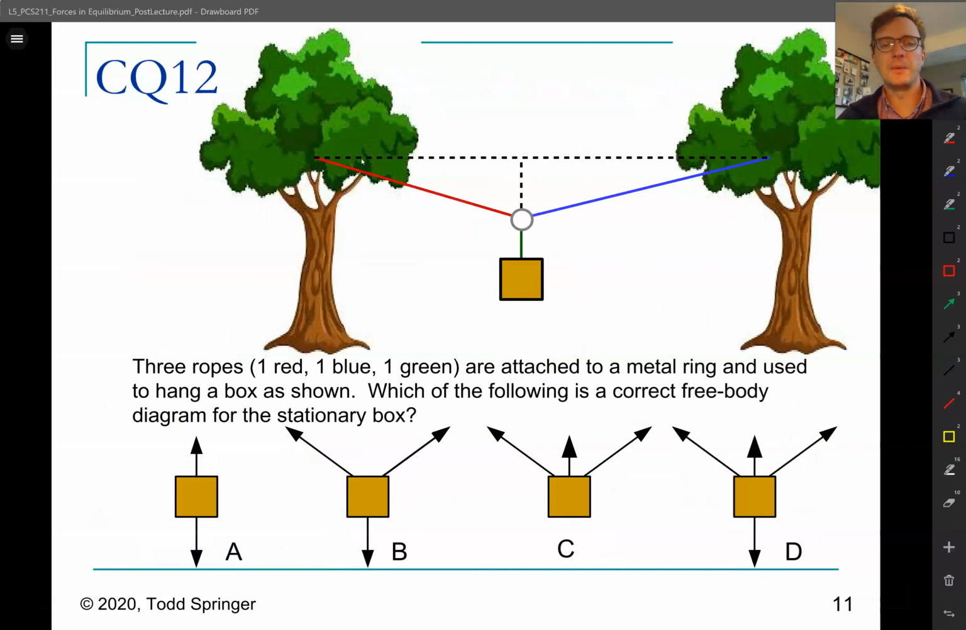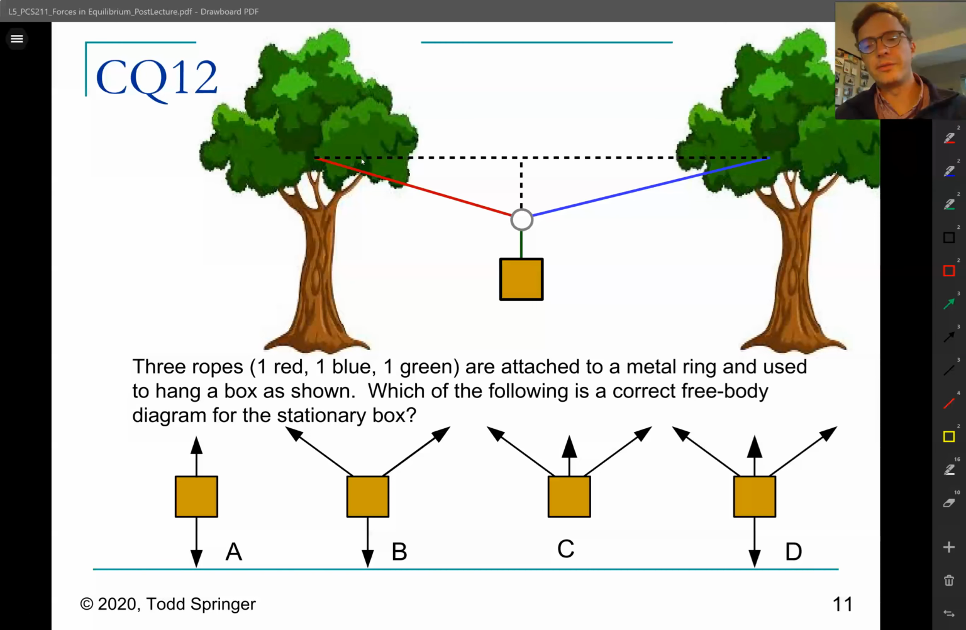So how about this example? 3 ropes, one red, one blue, one green. You can see them all there. So the red one on the left, blue one on the right, the green one pointing straight down, are attached to a metal ring and used to hang a box as shown. So for example, maybe you're going camping and you're hanging your food so you don't want the bears to get to it. You're using this to hang your food.